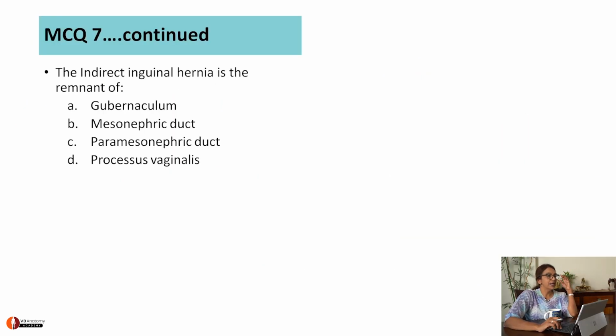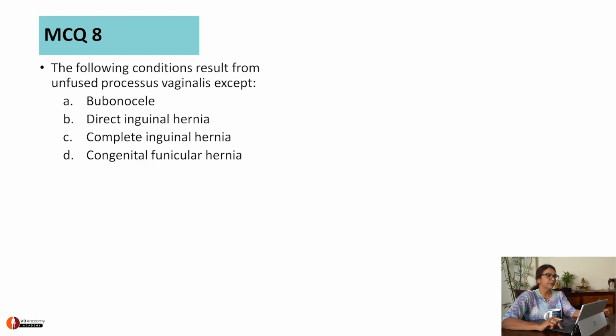So, go back. Indirect inguinal hernia is a remnant of. Now, you already know it's a remnant of processus vaginalis. D has to be the answer. Can it be gubernaculum? No. Gubernaculum remains as scrotal ligament. Mesonephric duct results in male reproductive organs. Paramesonephric duct results in female reproductive organs. So, both do not result in indirect inguinal hernia. So, D is the correct option.